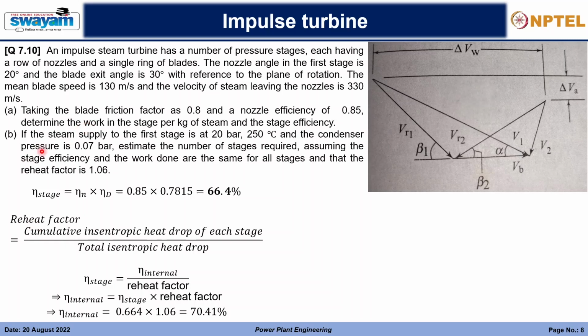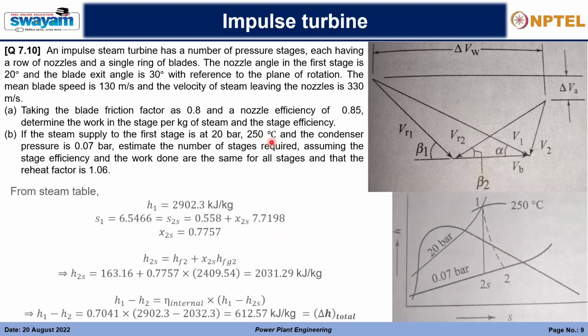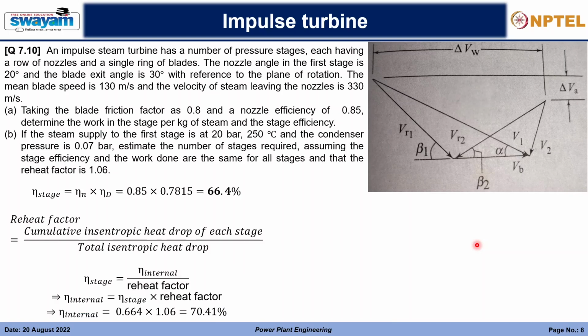So the next case is if the steam supply to the first stage is at 20 bar and 250 degrees Celsius. So I will come to the figure later. The first stage is at 20 bar and 250 degrees Celsius, and the condenser pressure is at 0.07 bar. So from 20 bar it is expanding up to 0.07 bar.